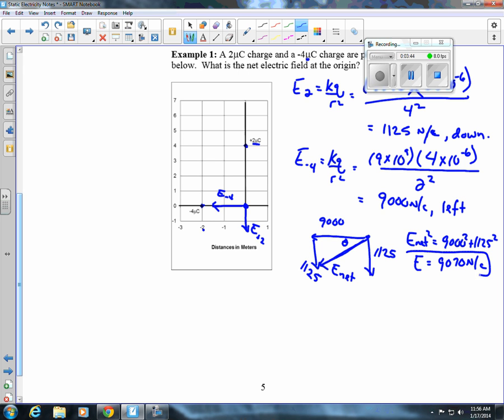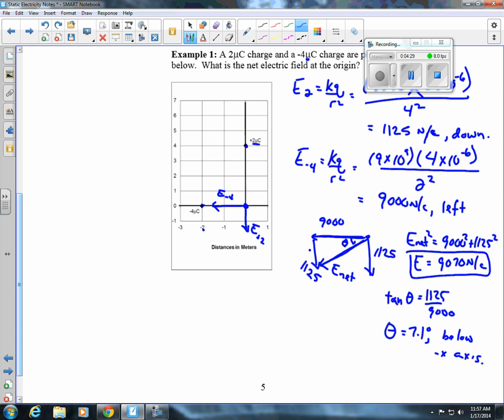newtons per coulomb. Now for the direction, I'm looking for this angle, and the opposite side is 1125, and the adjacent is 9,000. Opposite and adjacent is tangent. So tangent of theta is equal to 1125 divided by 9,000. So I would divide that out and then do inverse tan. I get the angle by itself, and I get theta equals 7.1 degrees. And I would say it's going down this way. So we would say below, and then this way is negative x. So below the negative x axis. That's the way to say that.